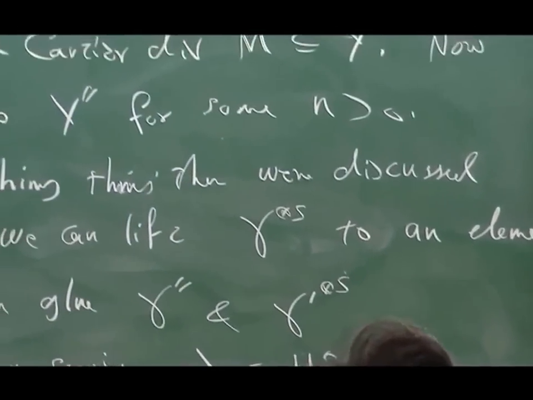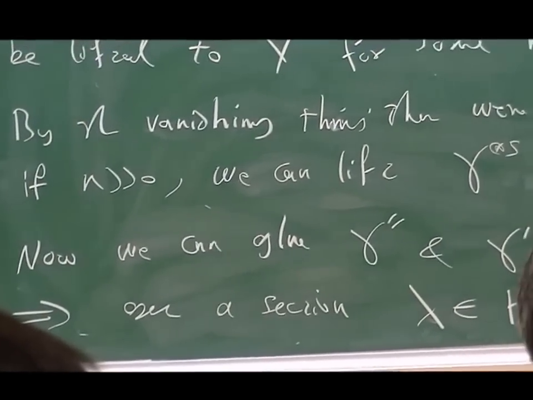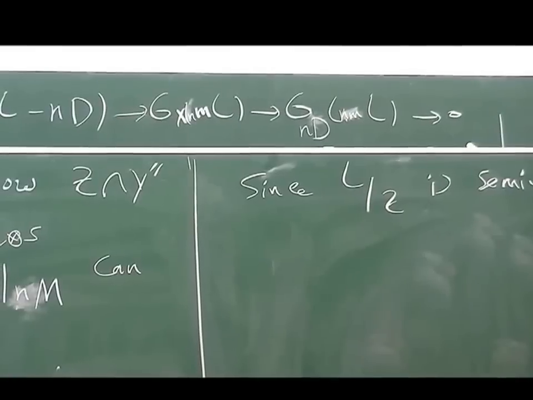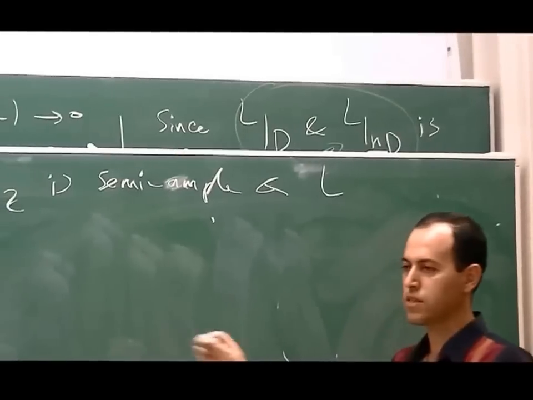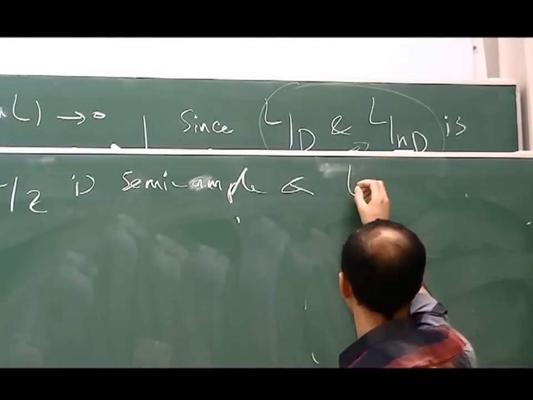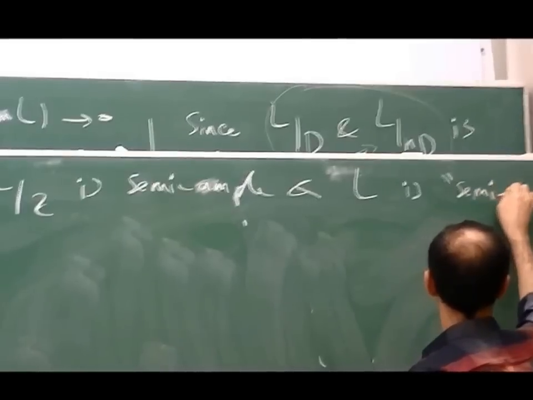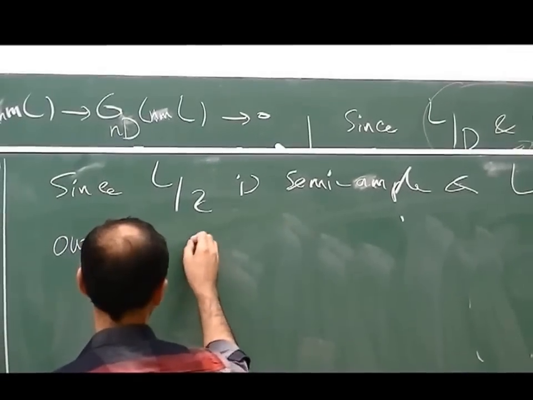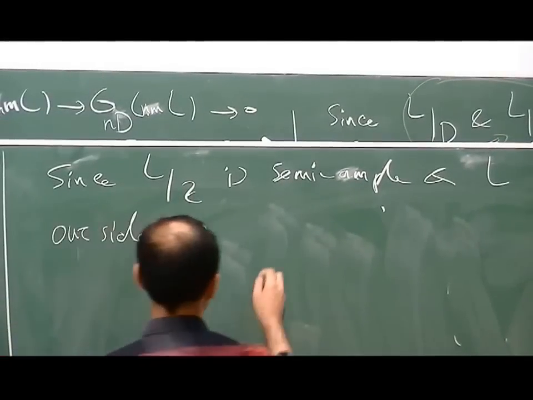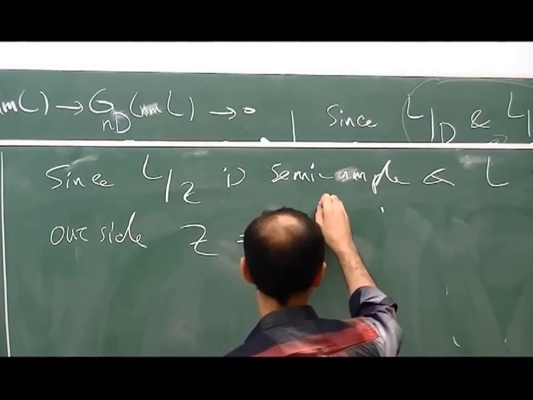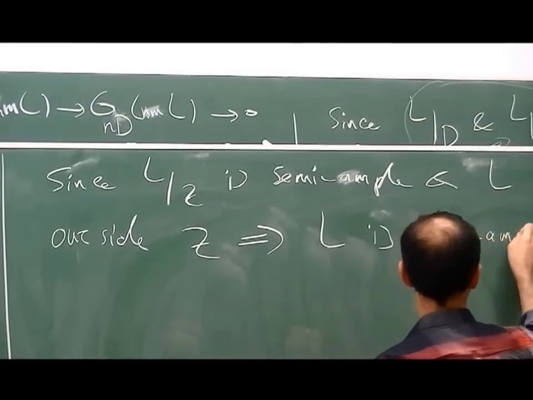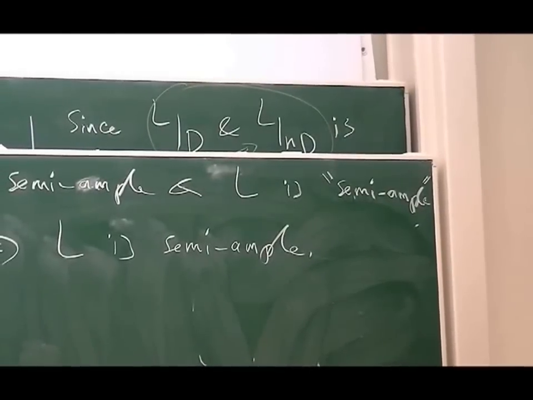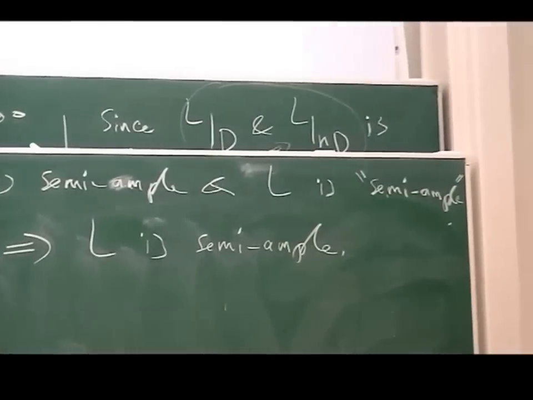Okay, finally then you can just notice that, as I said, since L restricted to Z is semi-ample, and since L itself is globally generated outside Z, some multiple of L is globally generated. Then you can say that L is in fact semi-ample. So that's the story of the theorem. Question?